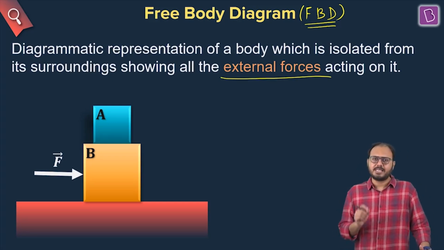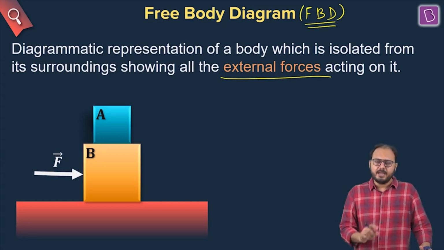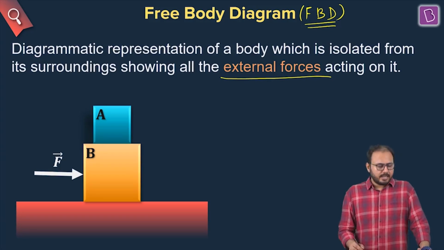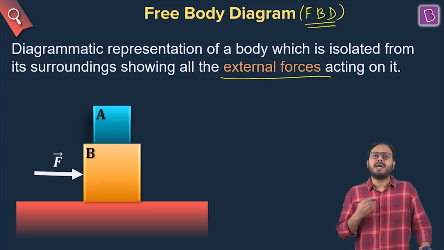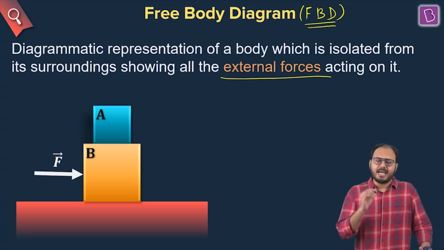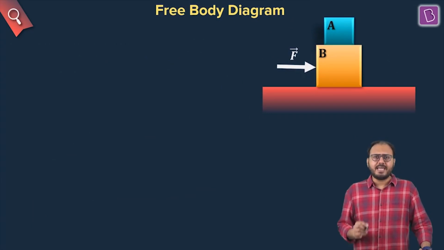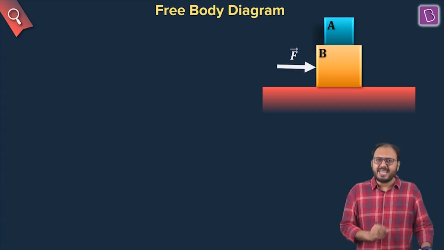You have two blocks, A and B. B is on the ground, A is kept on B, and an external agent is pushing the block B with the force F as shown in the figure. Can you see that? All right. Let me teach you how to draw a FBD with the help of a live example. Let's say I want to draw the FBD of block B in this case.